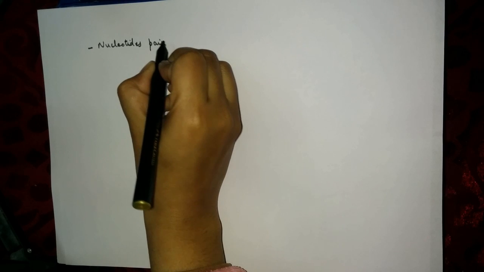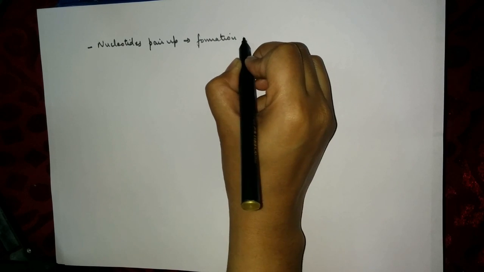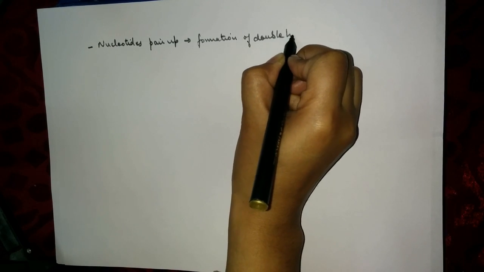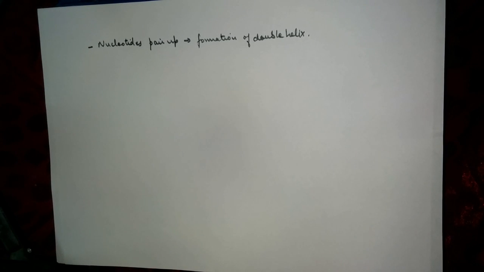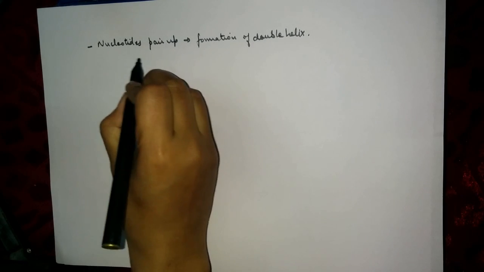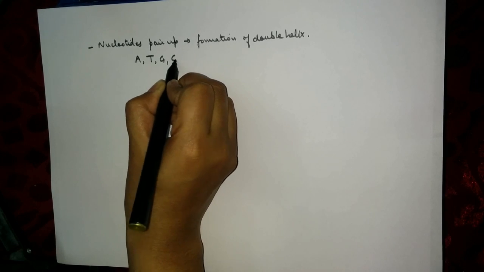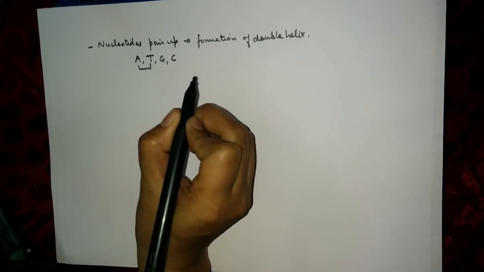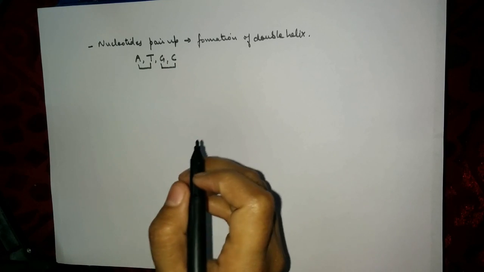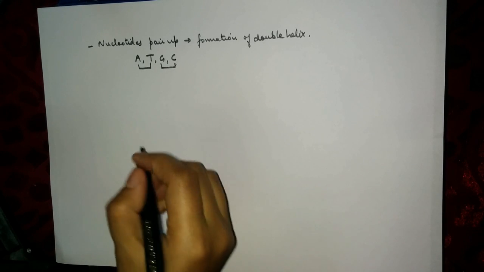Now, the nucleotides pair up with each other to form a double helix. So nucleotides pair up and this leads to the formation of a double helix. As we have studied earlier, there are four types of nucleotides present in the DNA molecule: adenine, thymine, guanine, and cytosine. Here, adenine pairs up with thymine and guanine pairs up with cytosine. When guanine pairs up with cytosine, there is a formation of 3 hydrogen bonds between them.